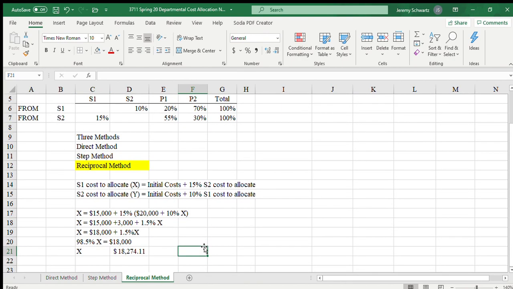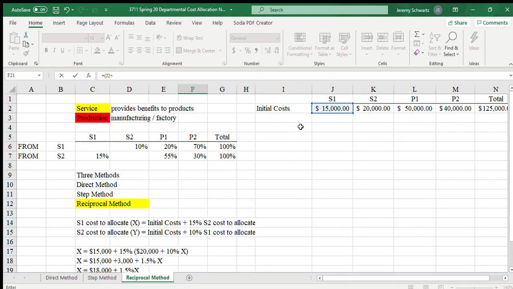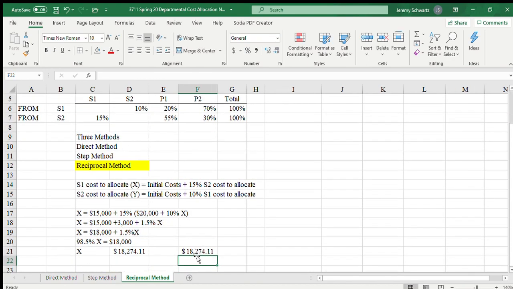Now, working through this, we would be able to get to this same point if we took the amount that we see here, so the 15,000 plus the 15% of the 20,000, and then divided by the 1 minus the cross product here. And if we are fortunate, we'll see the same amount. And so this would be the approach that you would want to take here in this formula.